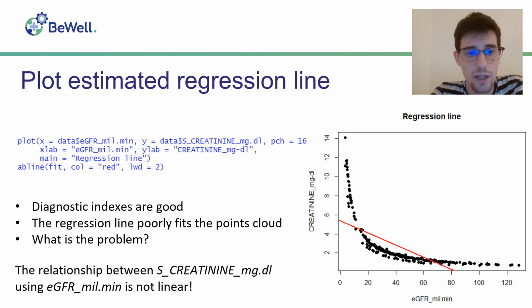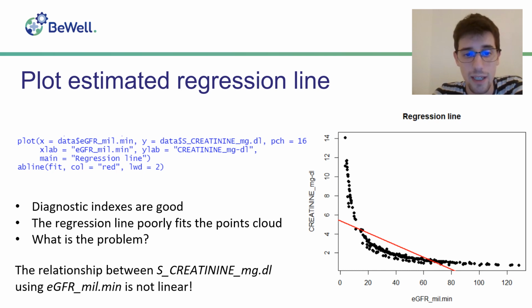Let's inspect our results more closely. Since we are considering a simple linear regression, we can and we must plot the data as well as the regression line. I recall to you that in order to draw the regression line, we can use the abline function, using the fit object as an input. Look now at the picture.